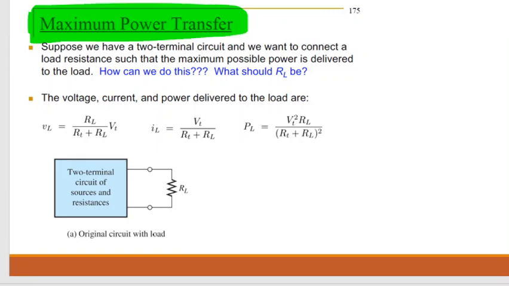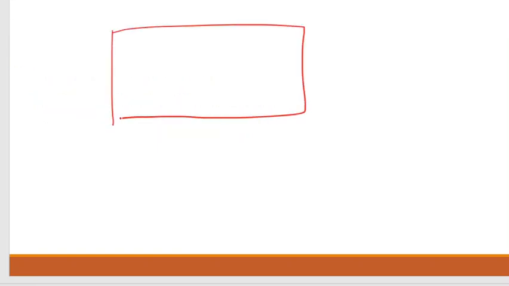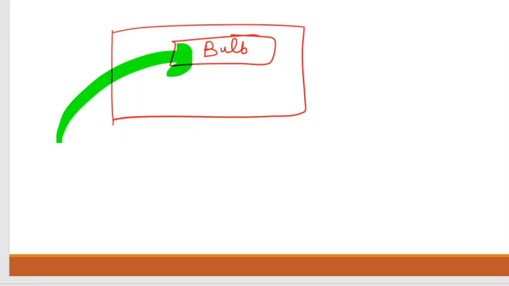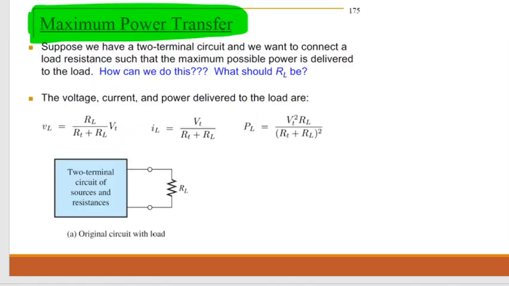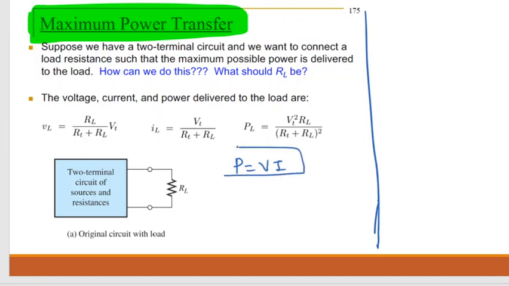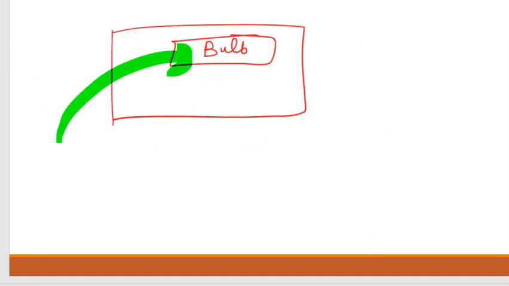Now, suppose this is your house and you are using a bulb in your house. What do you want from the government: maximum power to transfer to the bulb or minimum power to transfer to the bulb? Maximum. So for that, there is one condition. What was that condition? No, there is one condition for the maximum power. By using P is equal to VI, we won't be able to get the maximum power. That's what I am telling you.